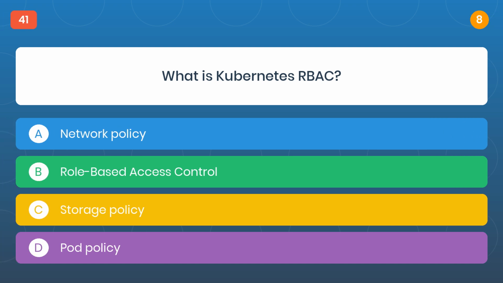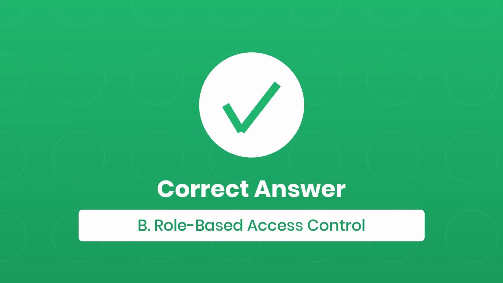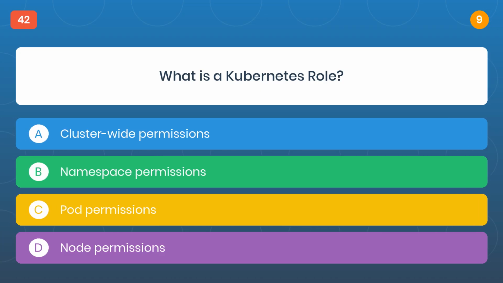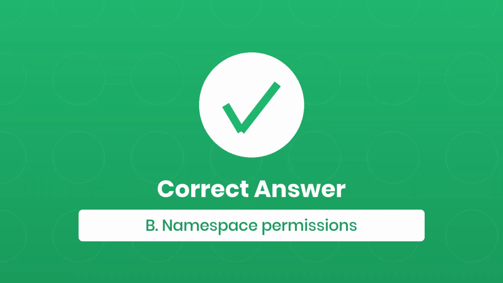Question 41. What is Kubernetes RBAC? The correct answer is B, Role-Based Access Control. Question 42. What is a Kubernetes role? The correct answer is B, Namespace Permissions.